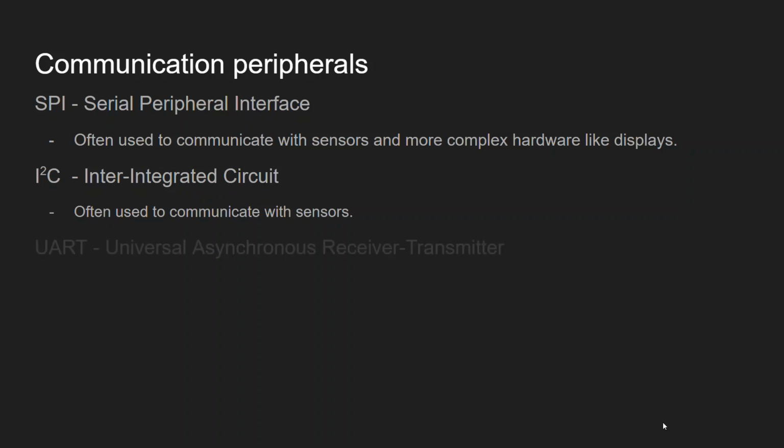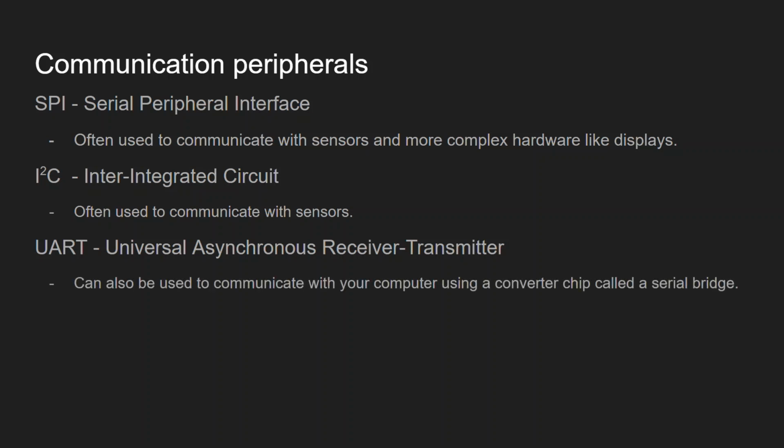Universal Asynchronous Receiver Transmitter, or UART, can also be used to communicate with your computer using a serial converter chip called a serial bridge. It sends data bits one by one from least significant to most significant, framed by start bits and stop bits so that precise timing is handled by the communication channel.